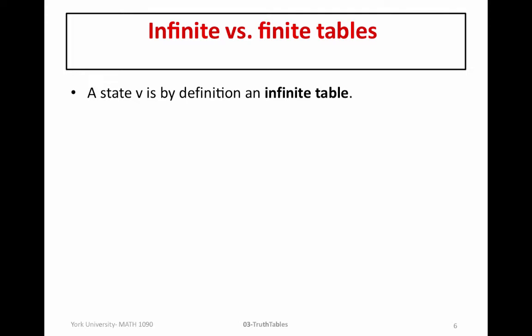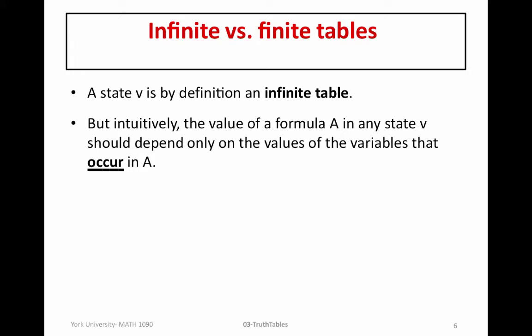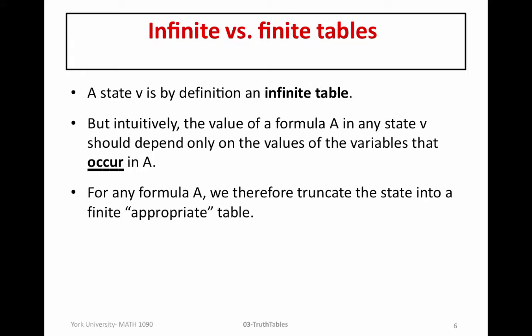Well, what is it that we're doing when we're constructing a truth table? We're considering only the Boolean variables which occur within the well-formed formula and then applying the Boolean functions. So, essentially, the reason that we have these finite tables is because intuitively we know that the value of a formula in any state should depend only on the values of the variables that occur within that formula. So essentially what we do is only consider the variables within the formula, look at their truth values according to each of the states, and calculate the truth values of the formula A.